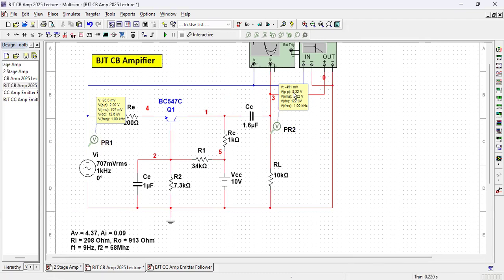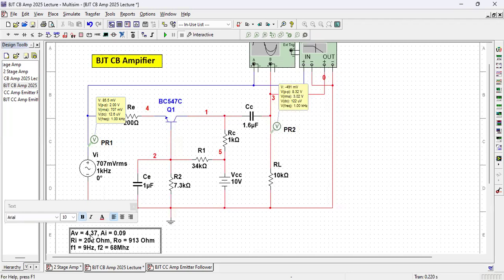So what is the gain? 8.32 by 2. I have a calculator with me; you can also calculate. 8.32 divided by 2 is equal to 4.16. So the voltage gain here is 4.16, and I write it here. The voltage gain, I have written it.